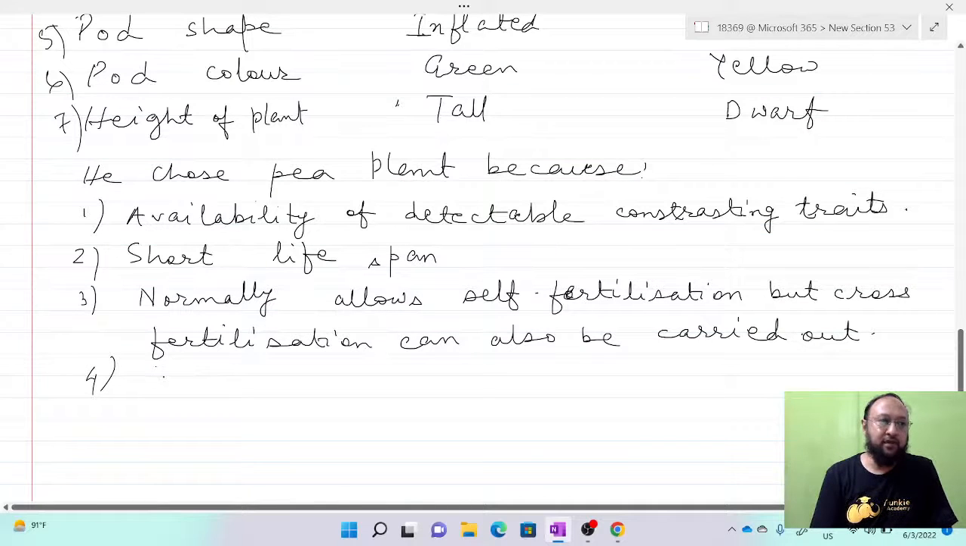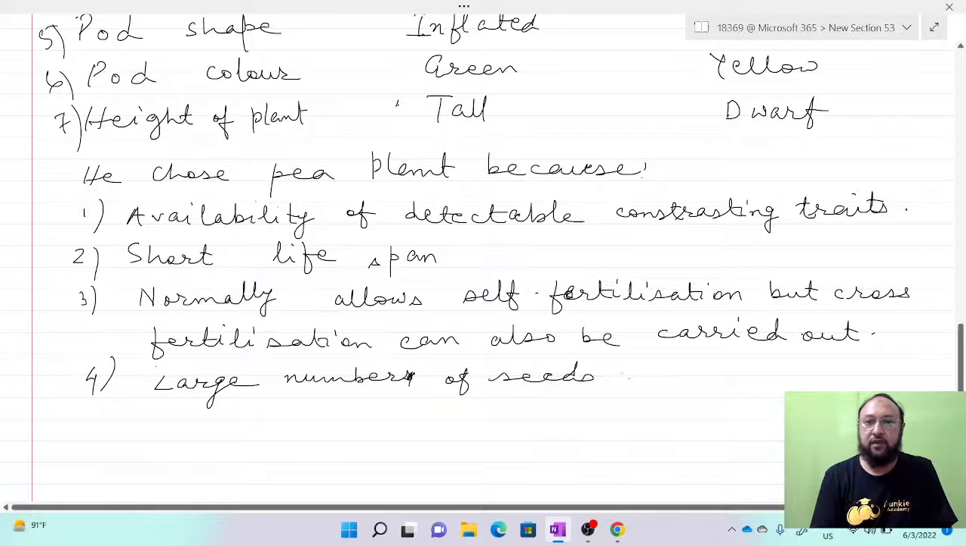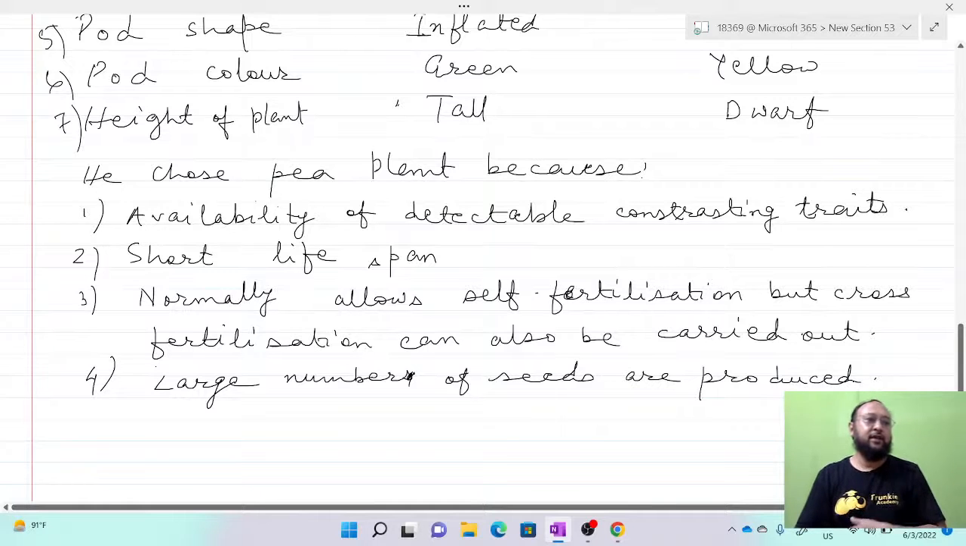A large number of seeds are produced. So these are the advantages.